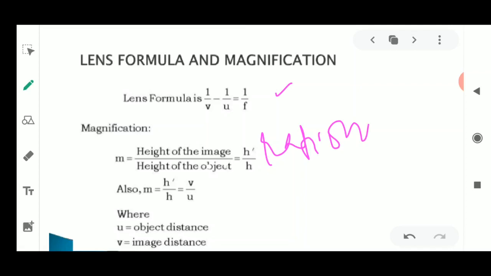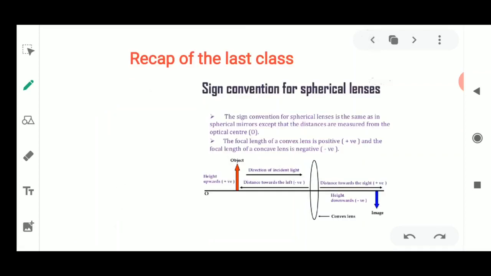Now, how is this lens formula going to be used? We can see that whenever we use these sign conventions, how can we find the sign of the distance when it is on the right side or on the left side, and when the object is placed perpendicularly upwards from the principal axis, what will be the sign of the image which is formed downwards from the principal axis.